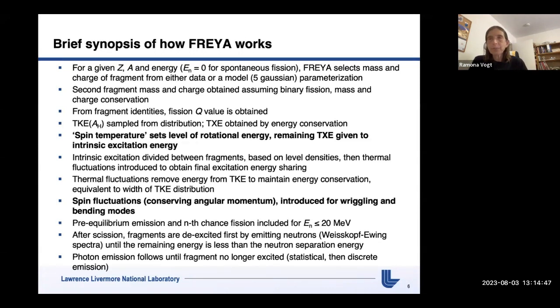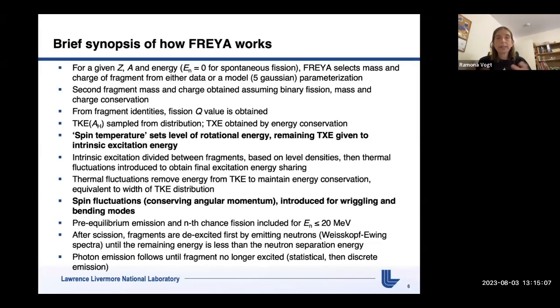The thing that matters, because as Kyle discussed in terms of the compound nucleus, is that it doesn't really remember how it got to that excited state when it's fissioning. The point is that it has a certain excitation energy and it has a certain charge and mass, and then you can really go from there.